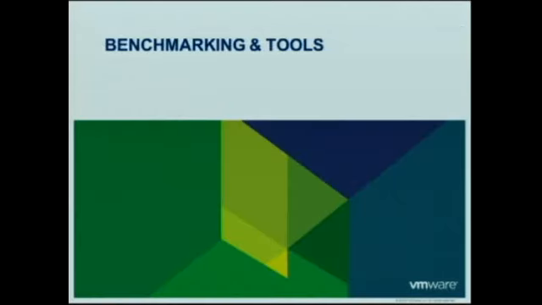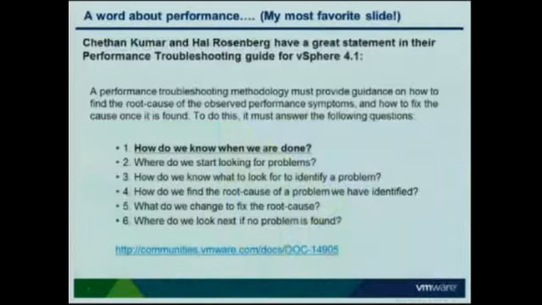Benchmarking tools is the first thing that we'll get into. One of the things I wanted to bring attention to is in the performance troubleshooting guide for vSphere 4.1, which Cheeth and Kumar and Hal Rosenberg wrote. They had a great statement in there about performance, and I'll just repeat it here. A performance troubleshooting methodology must provide guidance on how to find the root cause of the observed performance symptoms and how to fix that cause once it's found. To do that, it must answer the following questions.